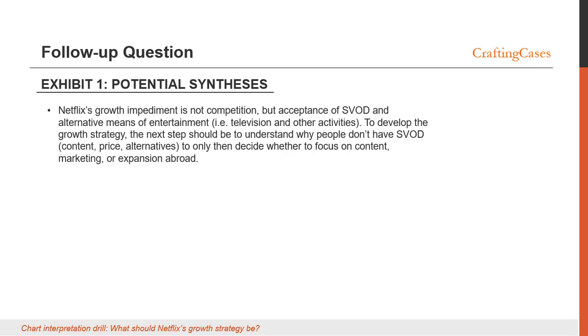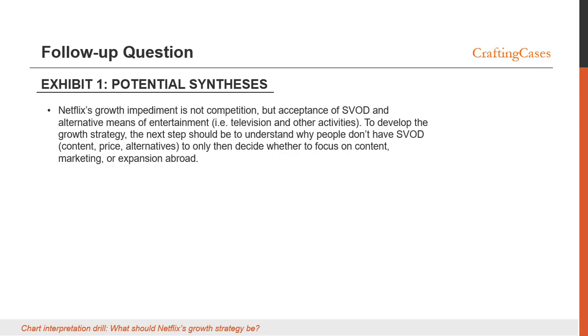To develop our growth strategy, the next step would be to understand why people don't have SVOD. So is it content? Is it price? Is it perceived as expensive? Or is it the alternatives? To only then decide whether to focus on content, marketing, or expansion abroad, if in the end it seems to us like there is not significant room for growth in the US.